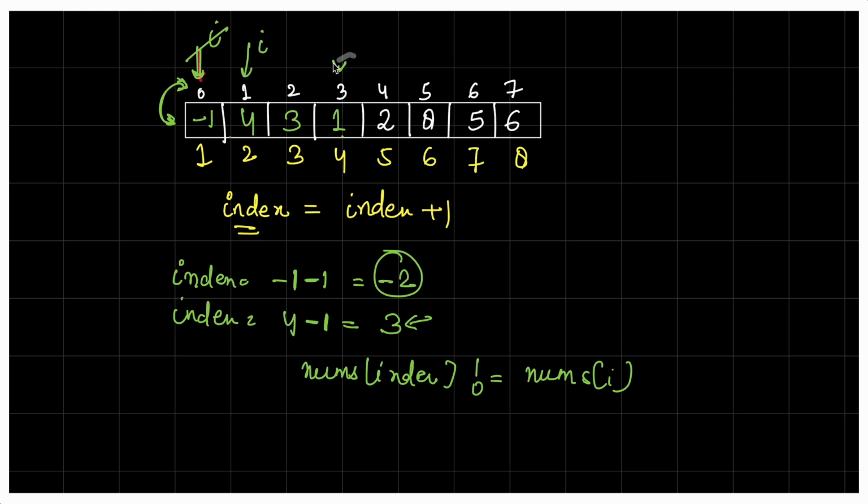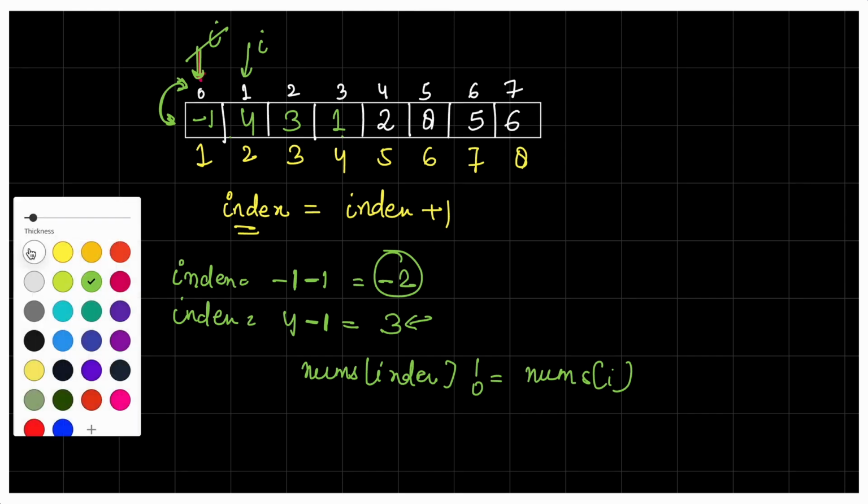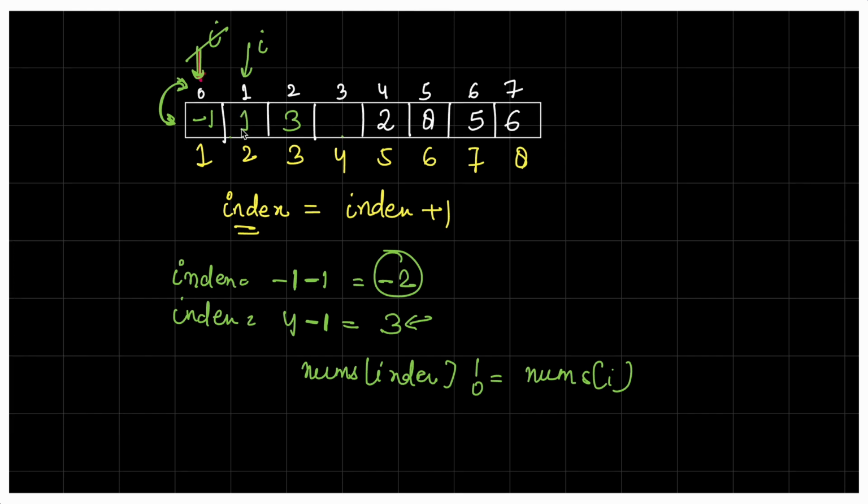So this is 1, this is 4. Again we are not going to move our pointer, because we are not sure whether the value we have placed at this index is at its correct position, right? So we do the same thing. We first calculate the index: 1 minus 1 will be 0. We'll go and check whether at this index the value is equal to 1.